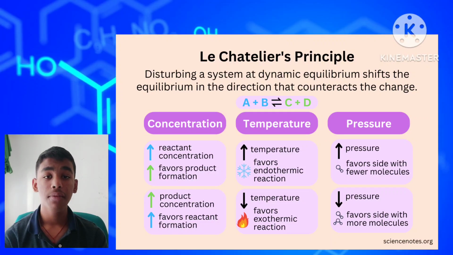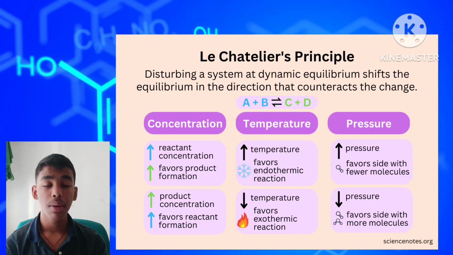That means it will move in a direction where the number of moles is less, because the number of moles is directly proportional to pressure. So if the change in number of moles is more, that means the number of moles in the products is more than the number of moles in the reactants, then the equilibrium will move towards the left side. That means it will move backward. If the change in number of moles is less, then the reaction will move in the forward direction. So this is Le Chatelier's principle in pressure.